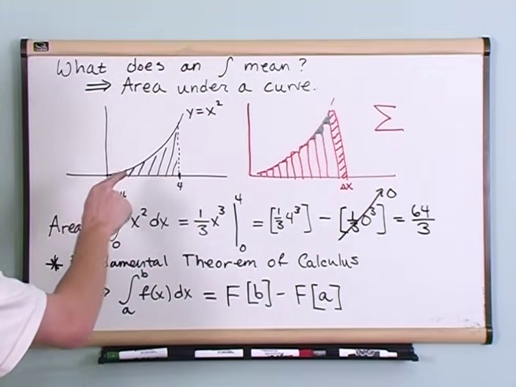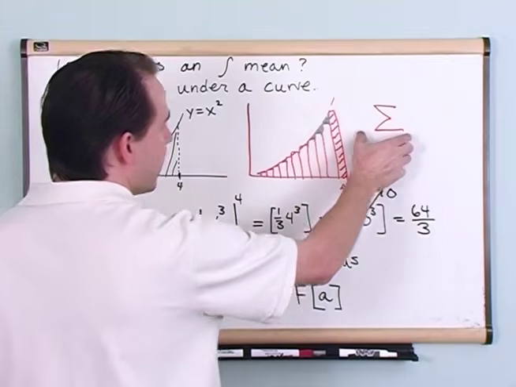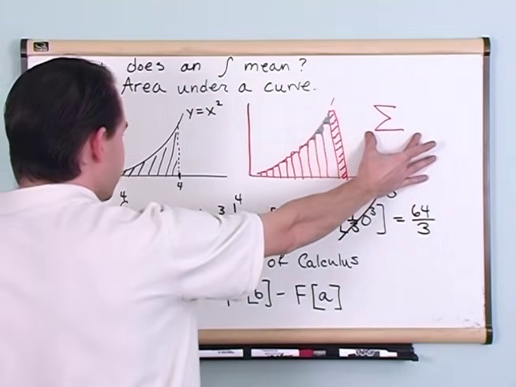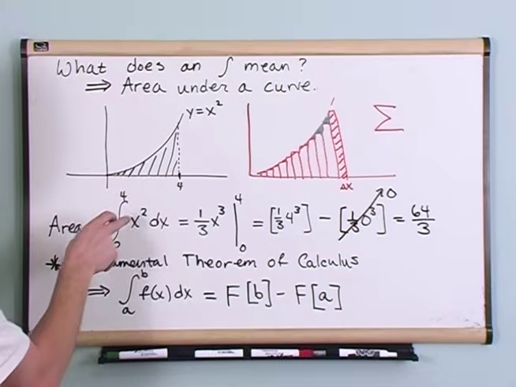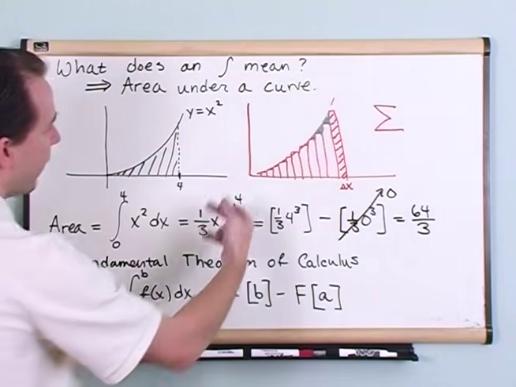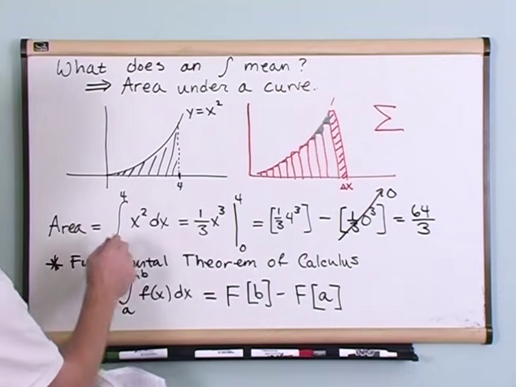Now when you take the limit as delta x goes to 0 of this big fat sum of all of these little columns, this summation turns into an integral. So that is really the definition of an integral. It's the limit of an infinite sum of things, and in this case they happen to be area. When you take that limit as delta x goes to 0, you get this integral.